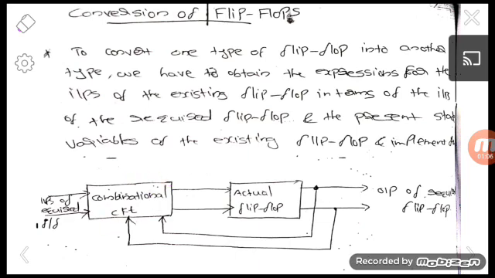A combinational circuit is nothing but a larger circuit, mainly based on some AND gates or OR gates. So this is the basic block diagram of the conversion procedure. This is the input of the required flip-flop. If you want to convert SR into JK flip-flop, the inputs will be J and K. Here some combinational circuit will be there, with AND gates and NOT gates, and this is our actual flip-flop, that is our SR flip-flop. And we will get the output of the required flip-flop here, that is the output of our JK flip-flop. So this is the normal block diagram of the conversion procedure.